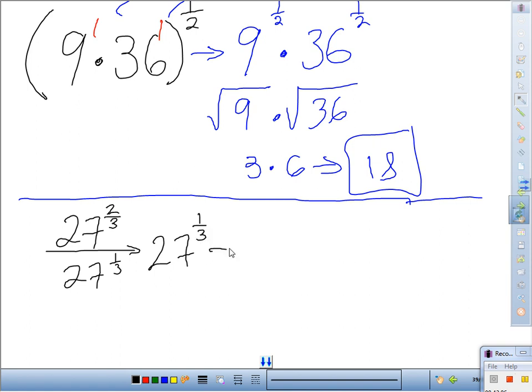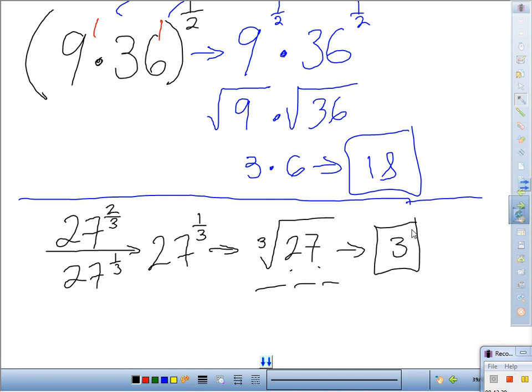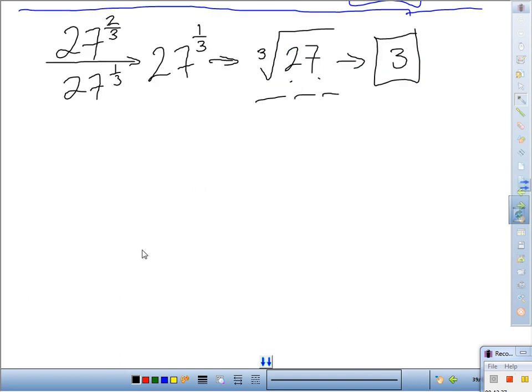Can we rewrite that? Yes. Jake, continue. Okay, so if these were square roots, that means this is a cube root. 27, that means what number times itself 3 times? That is 3. Hands, have you got that? Okay, good. And last but not least, before the bell, here we go.